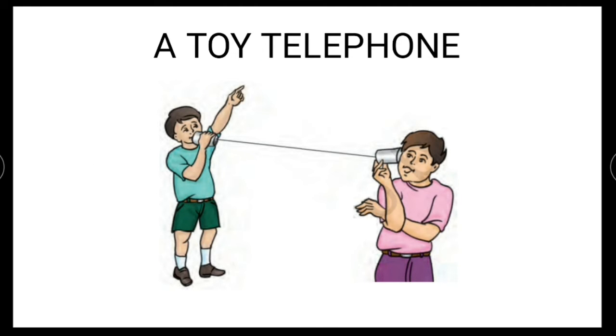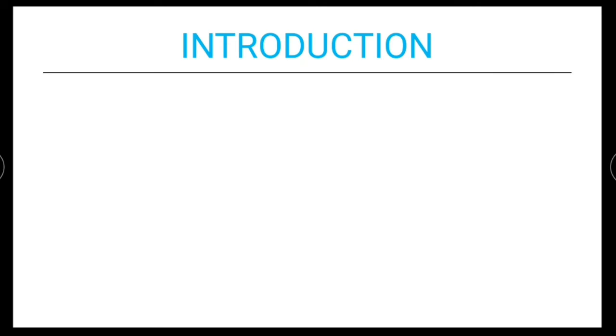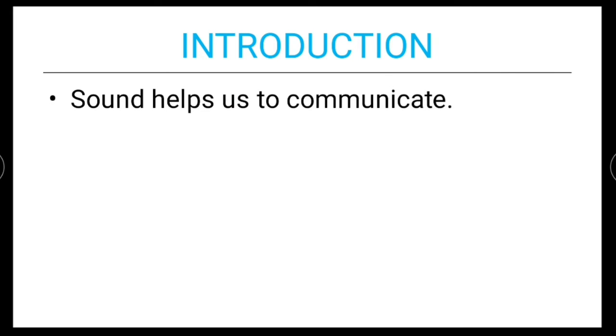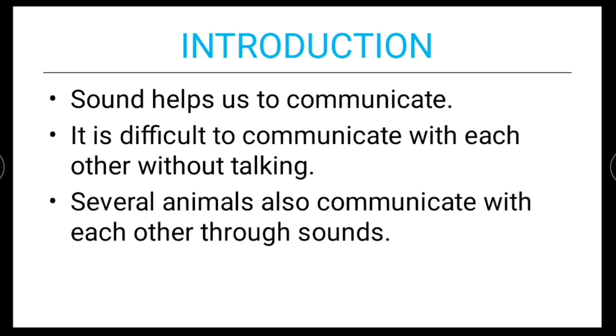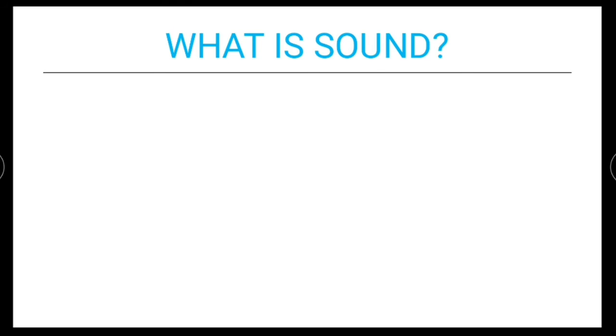I don't know how many of you have played with this toy telephone. When I was small, I used to make such type of toy telephones and we used to play with my friends. Okay. So this toy telephone is used to communicate with another person. There are two paper glasses that are used and then there is a string attached in between. Sound helps to communicate. Talking about communication, it is difficult to communicate with each other without talking. So sound is very important in communication. Several animals also communicate with each other through certain kinds of sounds.